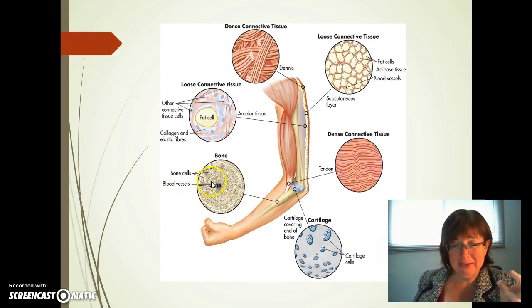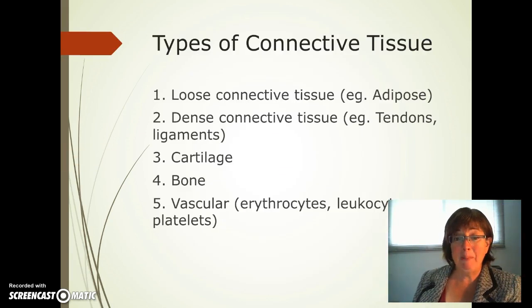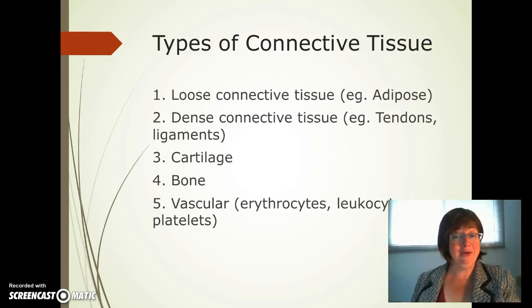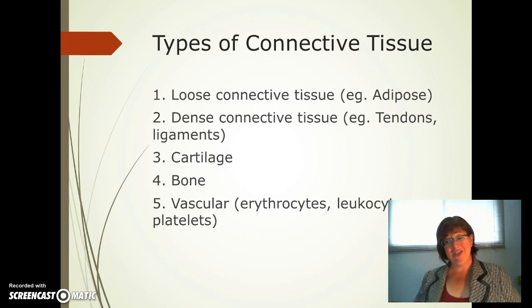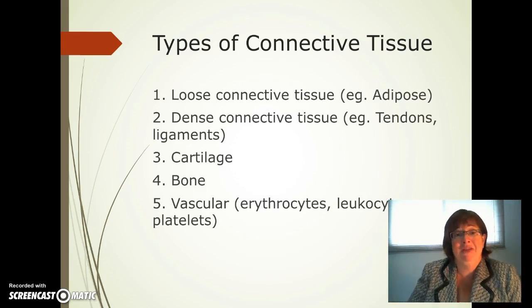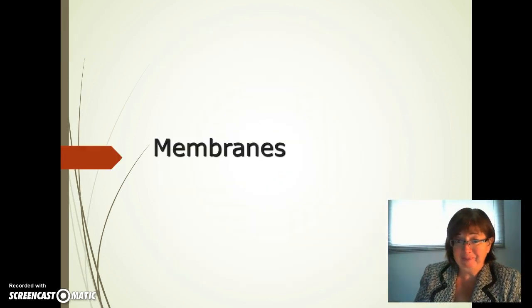Bone is the next one. The bone kind of looks like a tree trunk, but your bones aren't one tree, but many trees lined up together. Then you have vascular tissue, which is your blood. And there's no picture of blood in this one, but it's your blood. And we'll talk more about these tissues when we talk about them in the different systems.